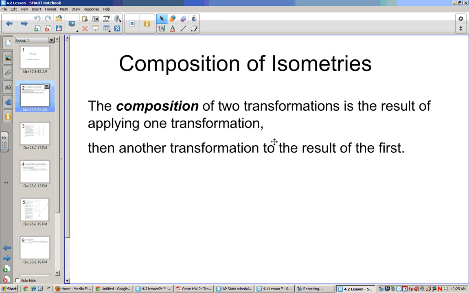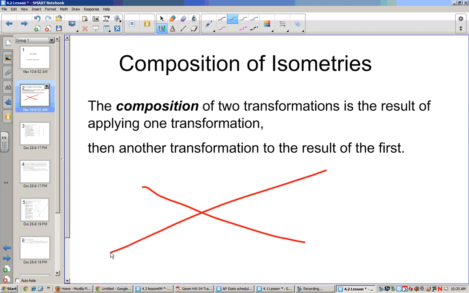Now, composition of isometries. The composition of two transformations is the result of applying one transformation, then applying another transformation to the result of the first. So if I have a point, I can reflect it over this line, which would be up there. That would be P prime. And then I reflect it over the other line, which would be somewhere down here. So this second image is going to be P double prime, and it's going to be the reflection of the image of the very first one.